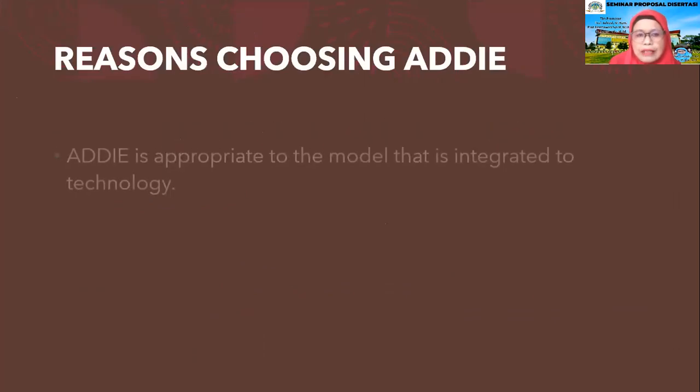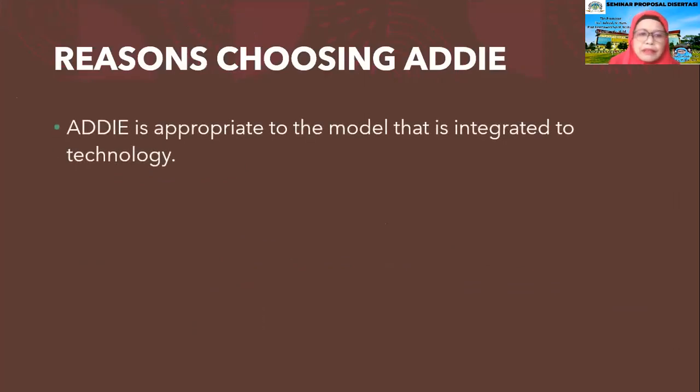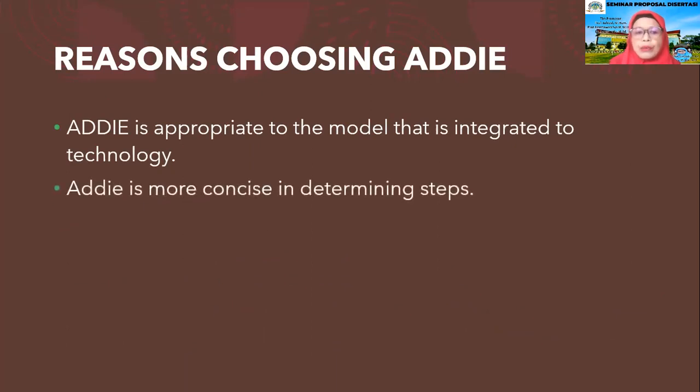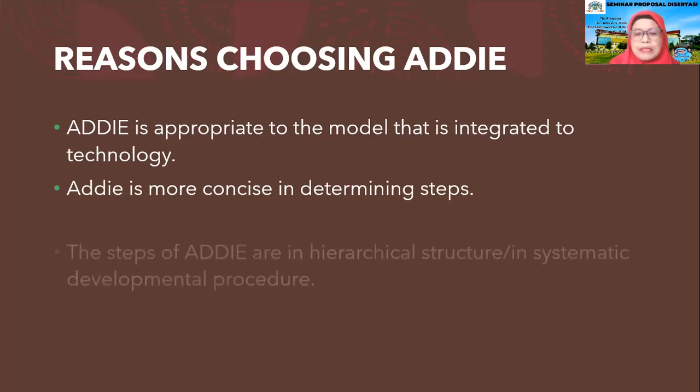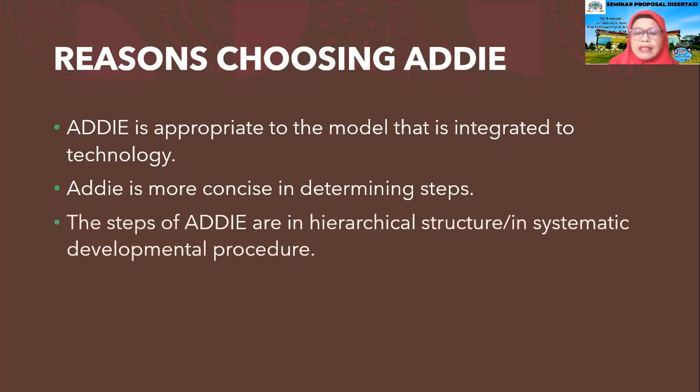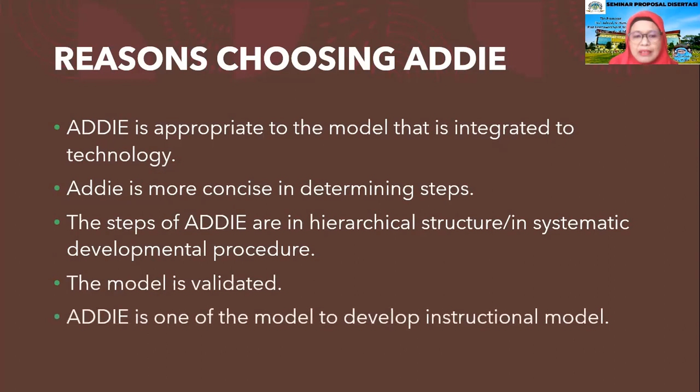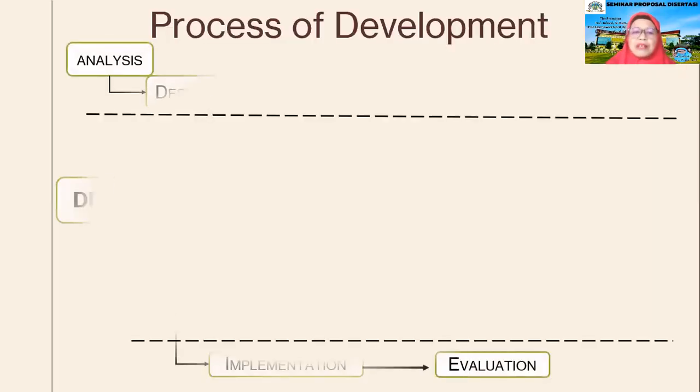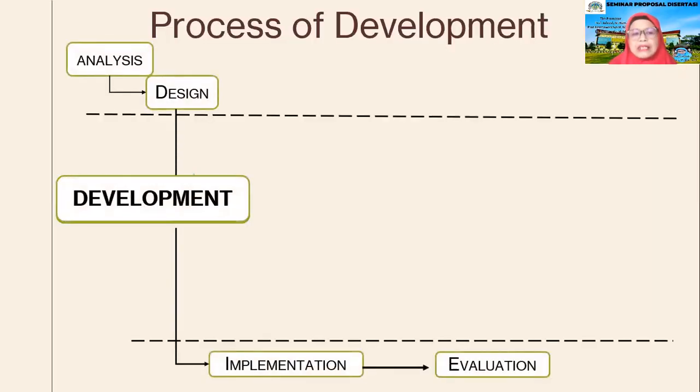So why did I choose ADDIE? I have several reasons. The first is that ADDIE is appropriate to a model that is integrated with technology. ADDIE is more concise in determining the steps, and the steps of ADDIE are in a hierarchy structure or systematic developmental procedures, and the model is validated. Another reason is that ADDIE is one of the models to develop instructional models. Look at the process of development.